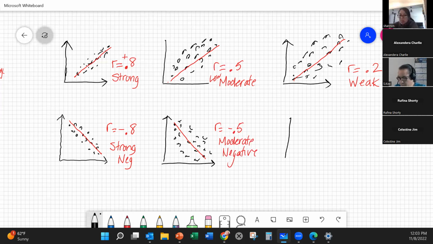And something a little broader, a little less clean relationship, but still we can sort of see a line. This would be R equals negative, probably around a 0.2, and we would call it a weak negative.